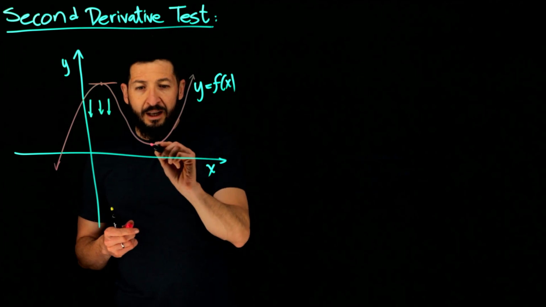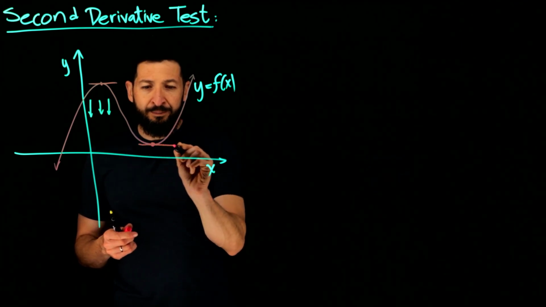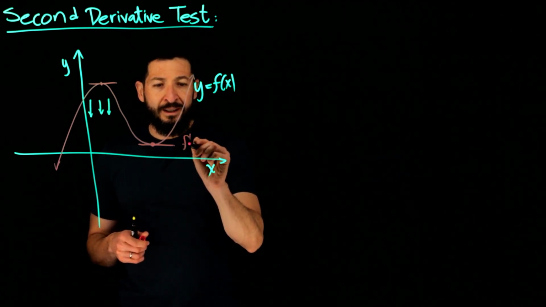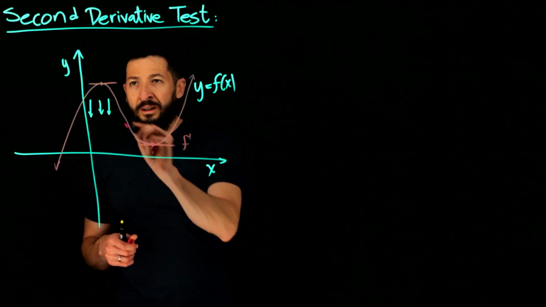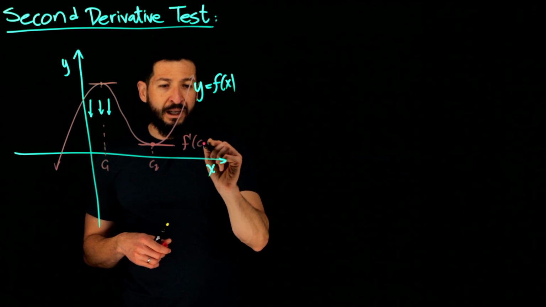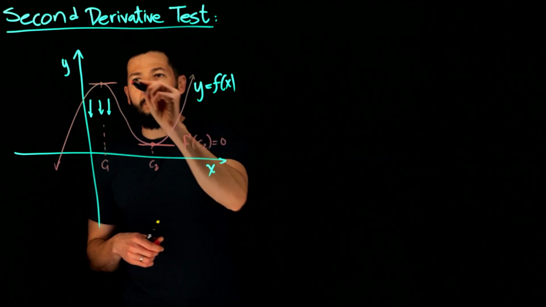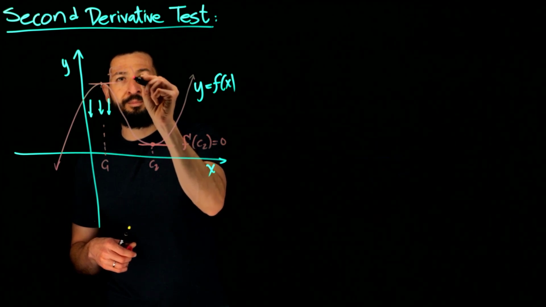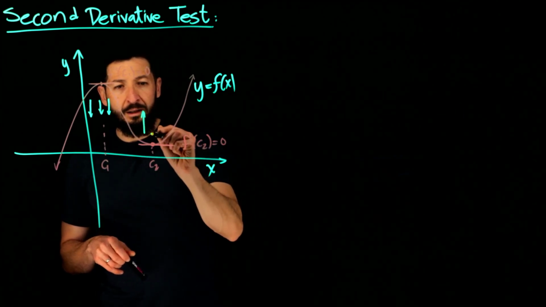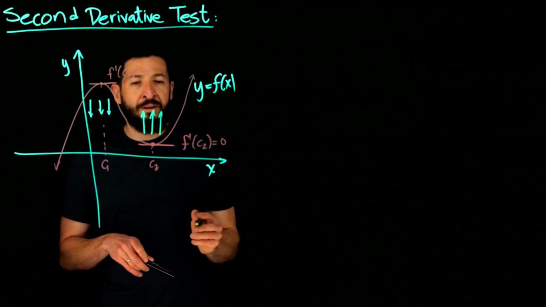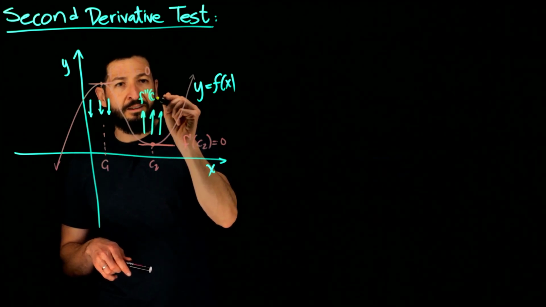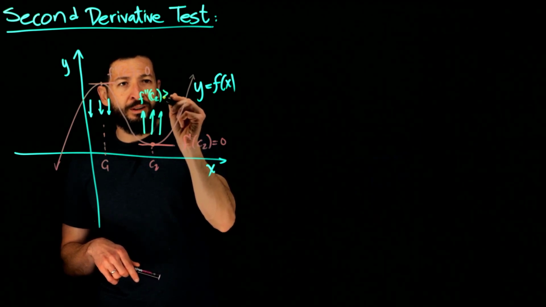On the other hand, if I have a relative minimum, the derivative is 0, so let's write that. Let's call this point C2, and let's call this one C1. So the derivative at C1 and at C2 is going to be equal to 0. I should have written that here as well. But now the interesting thing is here, the function is concave up. So our second derivative at C2 is going to be positive.